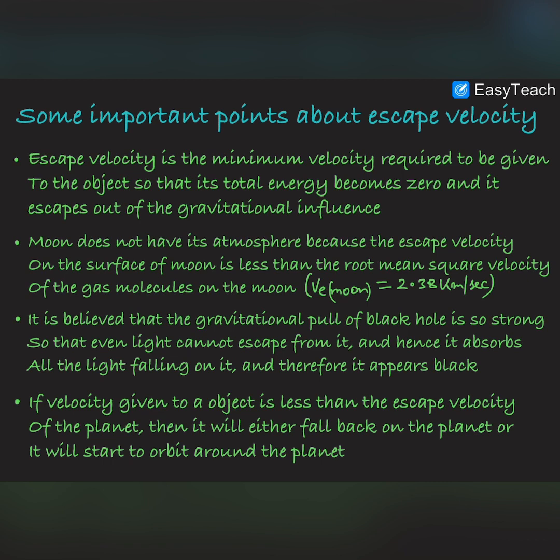So the gases escape out of the Moon's gravity easily. The escape velocity on the surface of the Moon is 2.38 km per second, and the RMS velocity of the gases near the Moon's surface is quite higher than this value. Therefore, the Moon's gravity is not enough to bind those gas molecules around the Moon and form an atmosphere. So the Moon does not have an atmosphere.